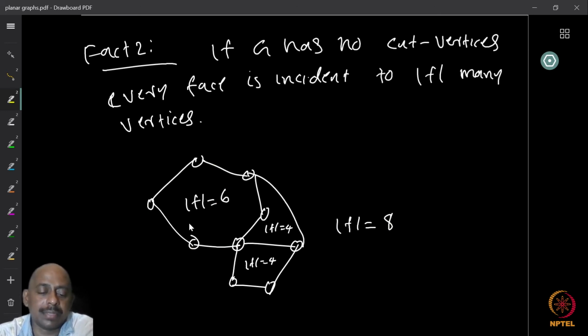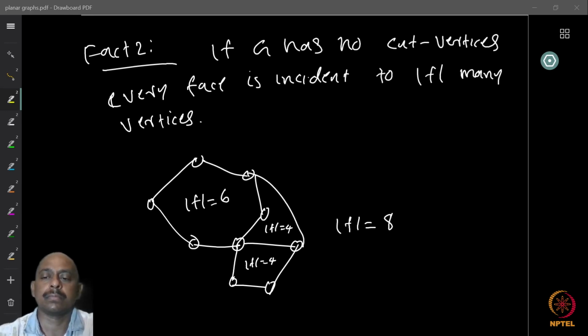If G has no cut vertices, every face is incident to length-of-the-face many vertices, right? Because it's basically a cycle. The boundary is a cycle, and a cycle has exactly the same number of edges and vertices. Now, from these two observations, we can see what the discharging rule does to the charges, right?